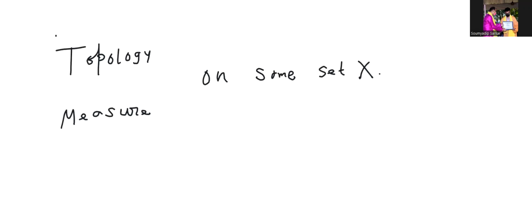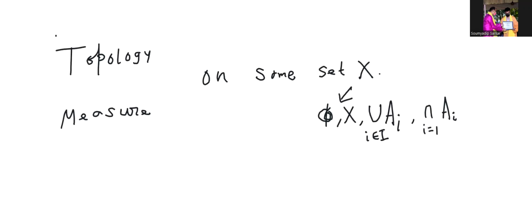So for a topology, what are the rules? The empty set has to be there, the whole set has to be there. And then if you take some collection of sets, let's say the collection is denoted by A_i, where i varies over some arbitrary indexing set I, then their arbitrary union has to be there. And if there is some finite collection of sets A_i, then the intersection has to be there. Right. So this is the basic definition of topology.